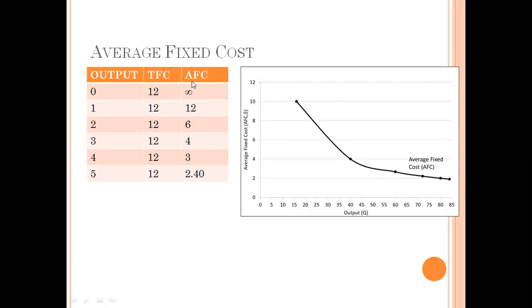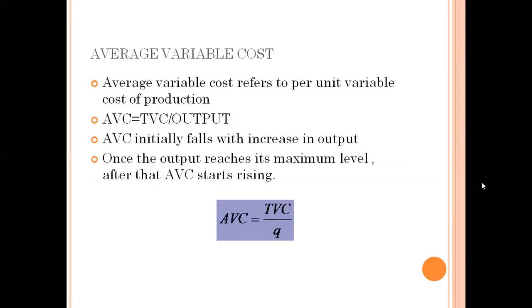But please see to it that AFC will never touch the x-axis. The question is why it never touches the x-axis, because TFC will never be zero. क्योंकि अगर AFC touch करता है x-axis से, that means AFC will become zero. But AFC will never be zero. Why? Because TFC is always there, and that too it is constant. So that's why AFC never touches the x-axis, but it falls with the rise in output, because as output increases, TFC is fixed in nature, so average fixed cost falls.